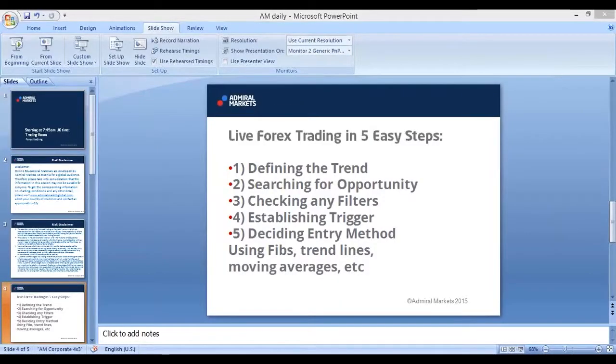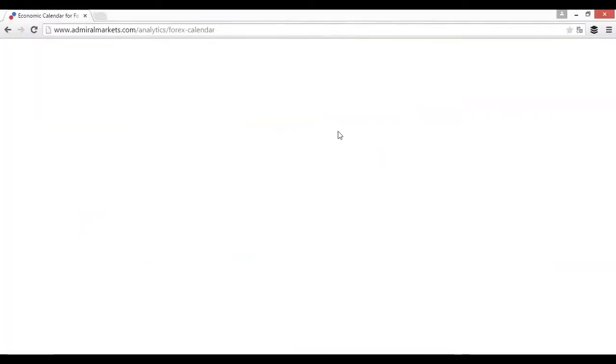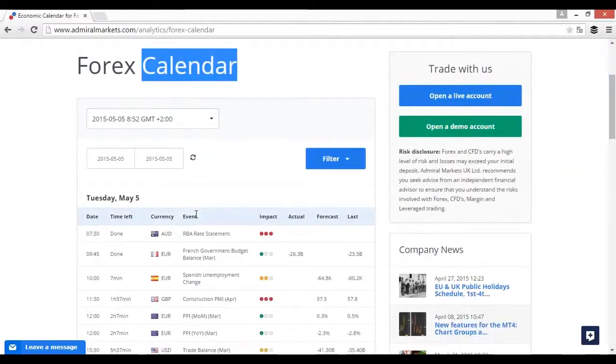Let's get started and take a look at, first of all, news. We know that the Aussie had a release of its interest rate statement.